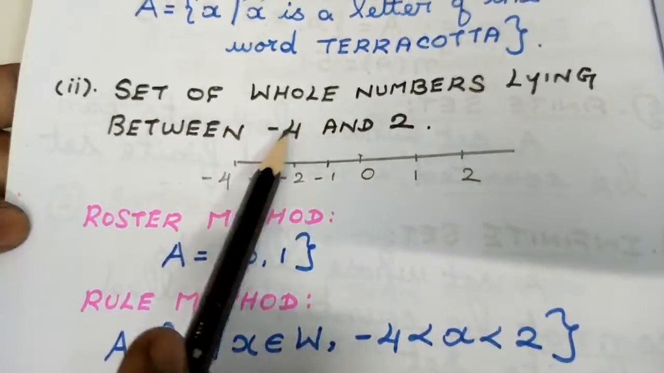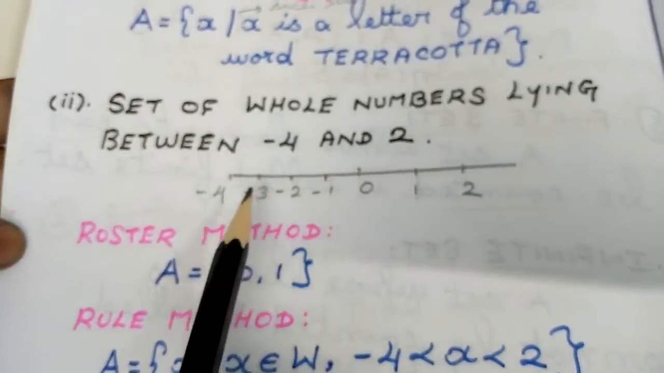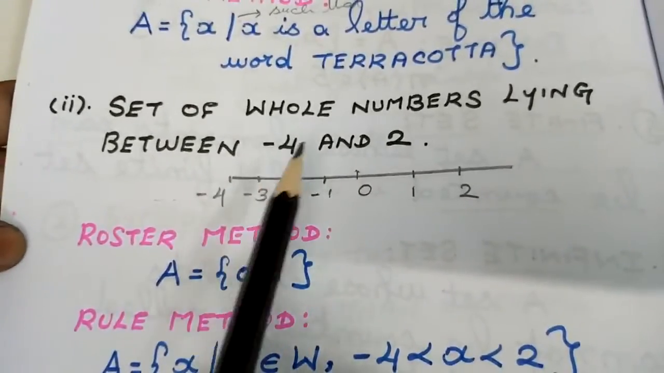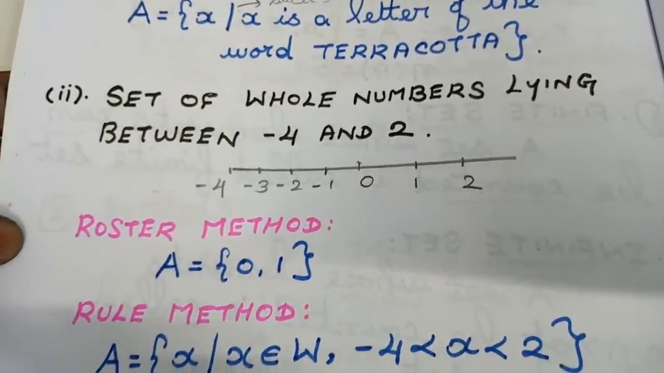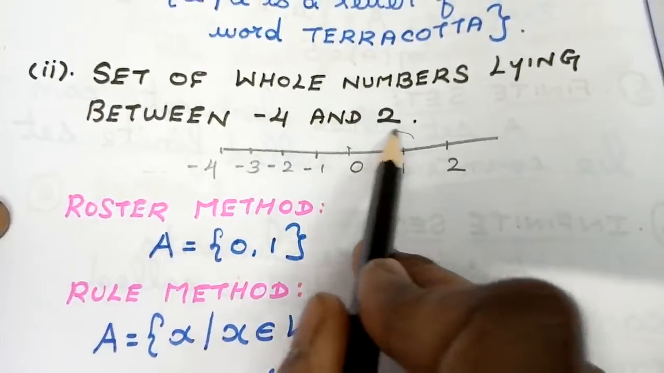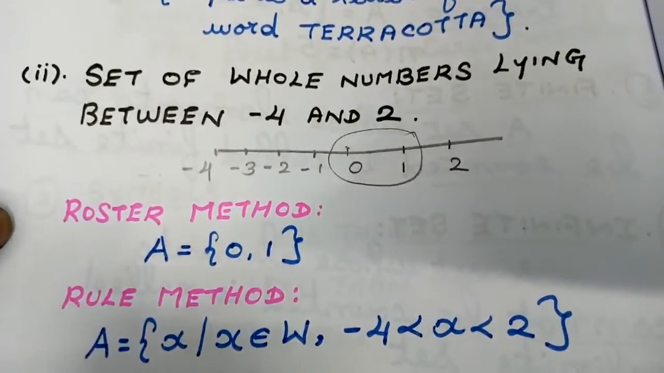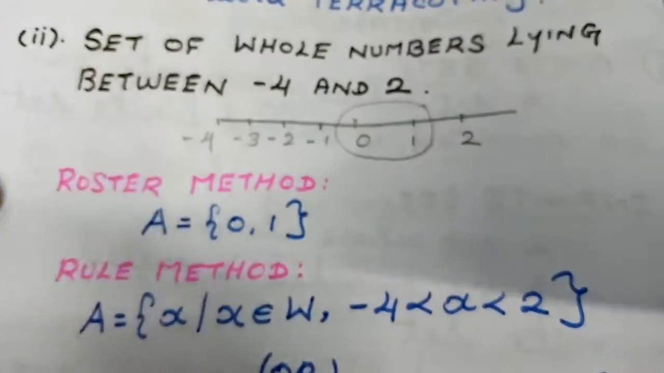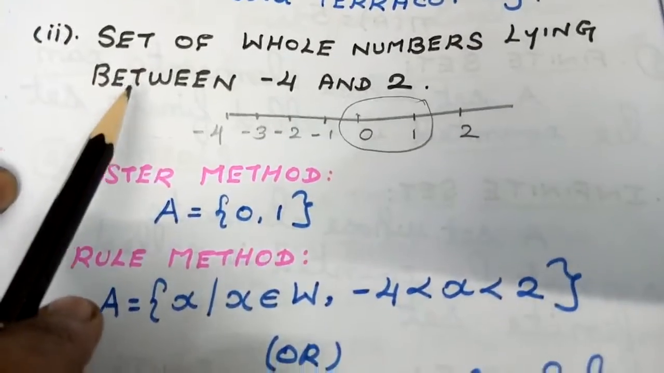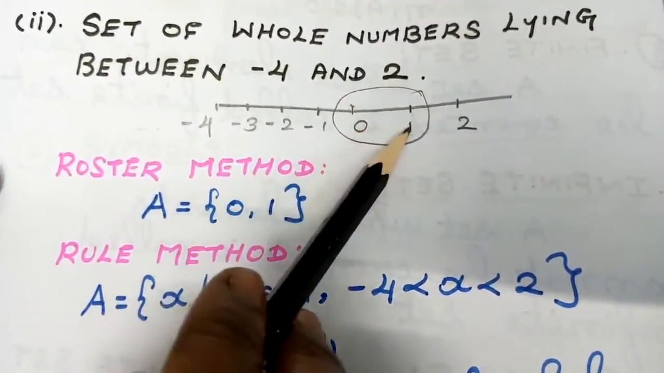The set of all whole numbers lying between minus 4 and 2. Between minus 4 and 2 means I am going to take the whole numbers. Whole number means starting from 0 and it should be positive, so I will be getting only these two values. Understand properly: whole numbers start from 0, that is 0, 1, 2, 3, etc. To confuse you, they have given it like this. Between minus 4 and 2 means I am going to take only these two values.